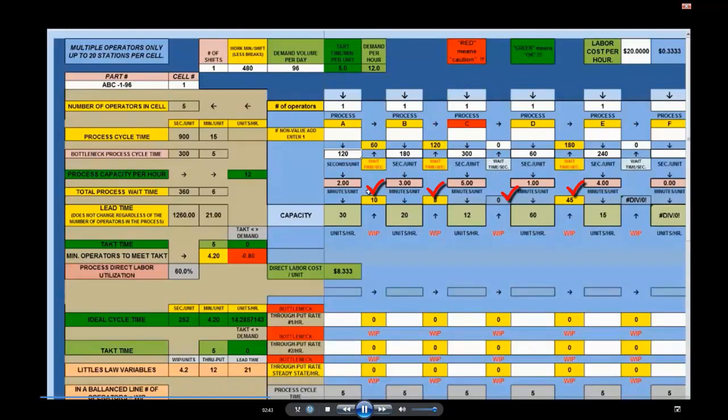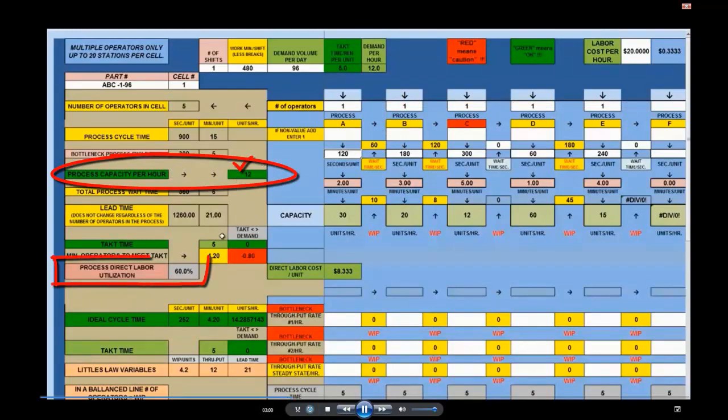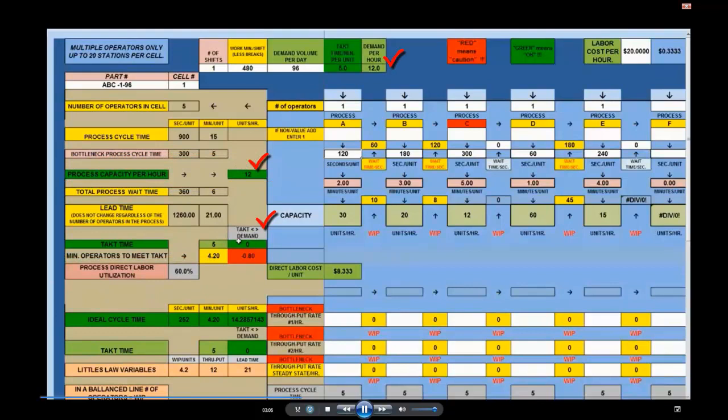If this plan were implemented, we would have 10 units of work in process between processes A and B, 8 units between B and C, 45 units between processes D and E. Capacity is at 12 units per hour, and the direct labor utilization is 60%. Our 12 unit per hour capacity meets TAC or demand, and our direct labor cost per unit is $8.33 each.